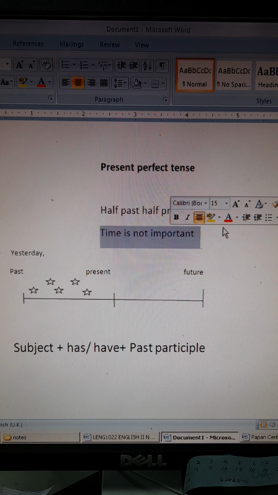Alright, other than that, we don't have to mention the time because time is not the main focus. The main focus for present perfect tense is only on the accomplishment. Okay, it's only on the actions that we have or has completed. Alright, that is the concept of present perfect tense.